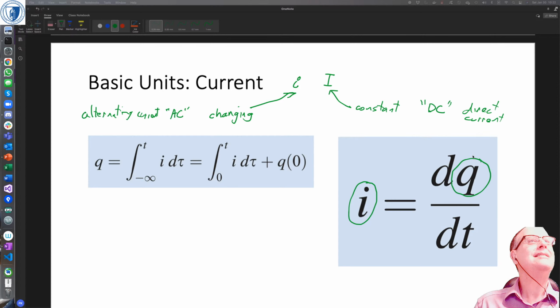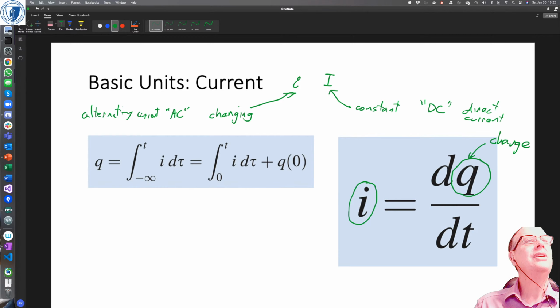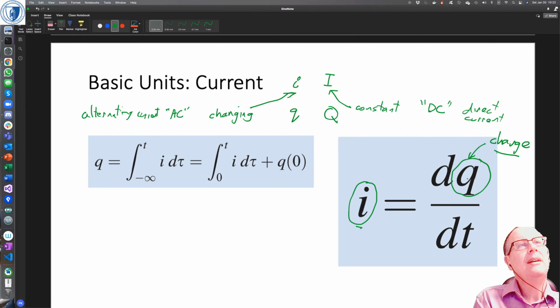So Q is charge. And this small q, again, is changing with time. If I had a constant charge, I'd write that as capital Q. So the relationship between charge and current is this derivative, right?